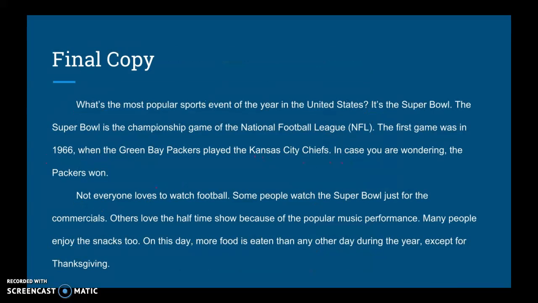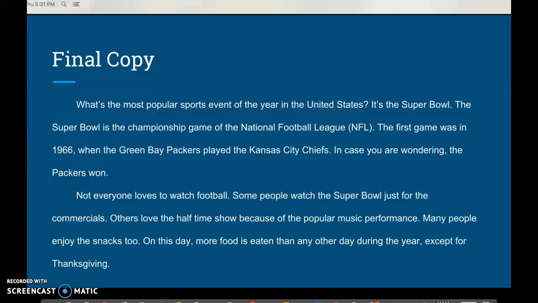Now you are done editing and proofreading. Here's what the final copy of this paper would look like after the mistakes are fixed. Great job today! Now you're finally ready to proofread a friend's writing.